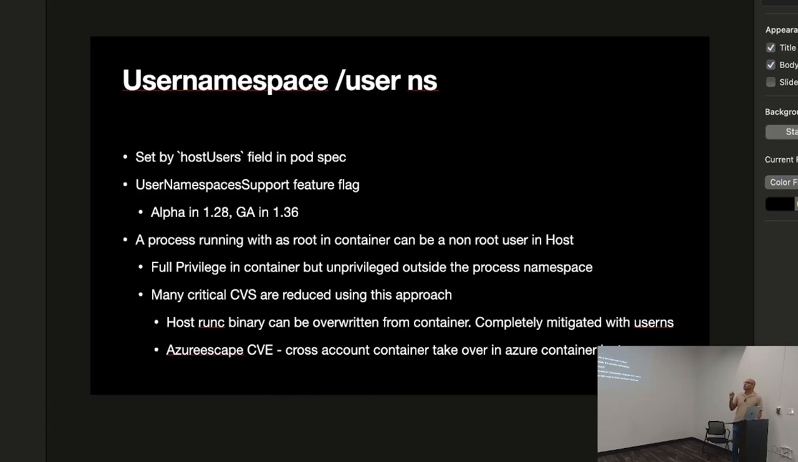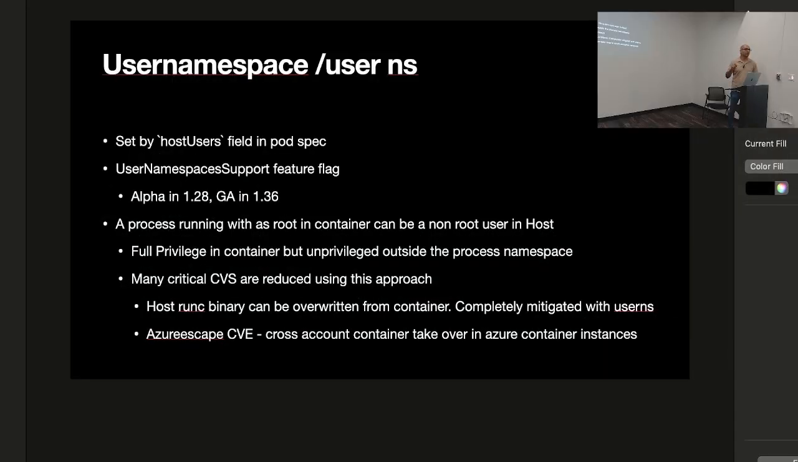Talking about the user namespace feature, this particular issue was addressed by a feature flag called user namespace support. It was first introduced as an alpha feature in Kubernetes version 1.28, and it recently went into GA in version 1.36. What you have to do is set the host users flag in your pod specification to false. What that feature does is, if you specify hostUsers to false, your container user ID and group ID are not mapped one-to-one to your host user ID and group ID. They map to a different ID.